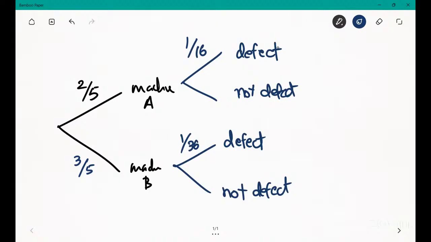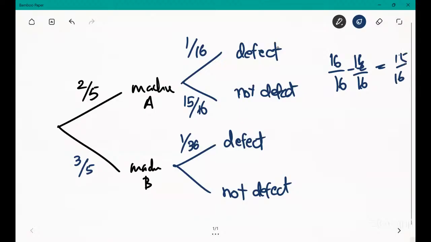So 1 over 16 is defective. If it's not defective, it's going to be the remaining, which is 15 over 16. Again, 16 over 16 minus 1 over 16 gives 15 over 16. And here, 36 over 36 minus 1 over 36 gives me 35 over 36. That is how you find the remaining that is needed.